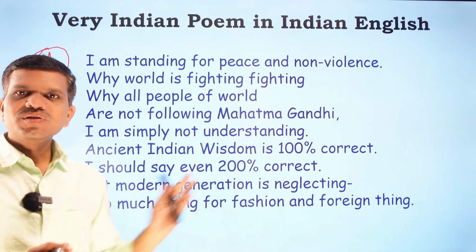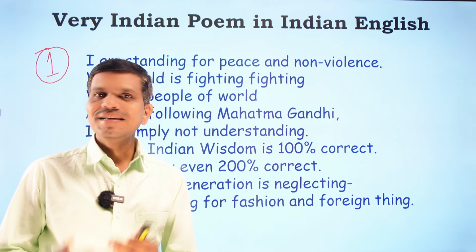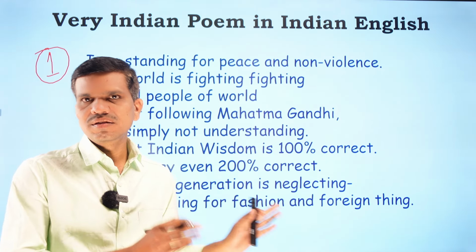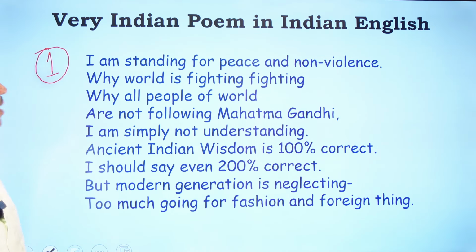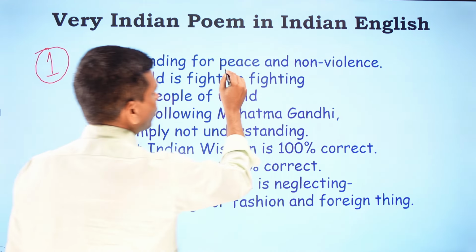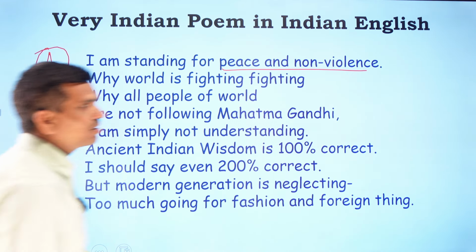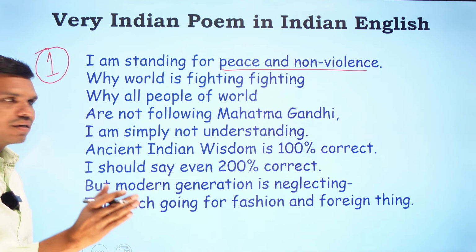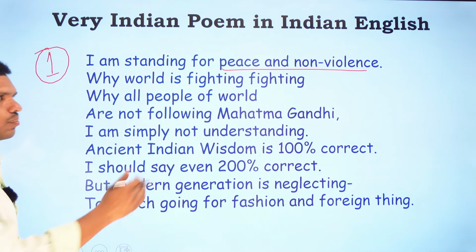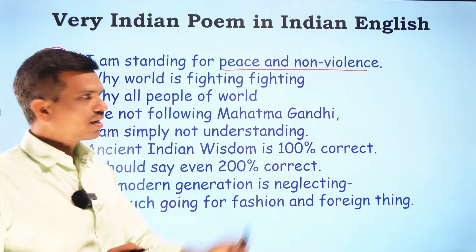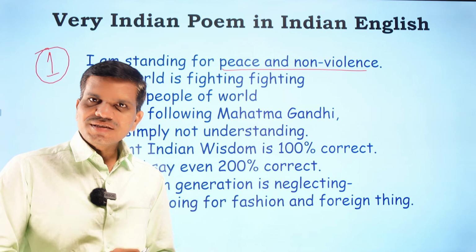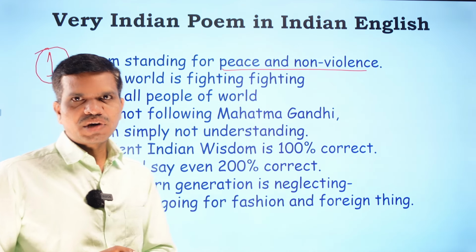Now if you look at this stanza, you will understand how Indian English is used in this stanza or in the composition of the poetry. Now very first line, I am standing for peace and non-violence. Now this peace and non-violence is directly related to Mahatma Gandhi, because Mahatma Gandhi is considered as the apostle of peace and non-violence, and here this poem is about peace and non-violence and the principles of Mahatma Gandhi.